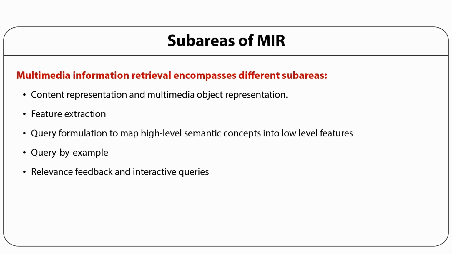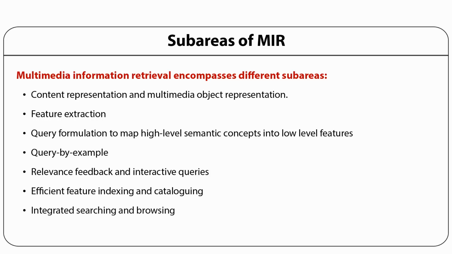Another area is relevance feedback and interactive queries. How to obtain relevance feedback from the user and develop the system to provide interactive queries to the system. Some other areas are like efficient feature indexing and cataloging, integrated searching and browsing, techniques of searching multimedia based on their contents. So these are all areas which are involved in multimedia information systems.